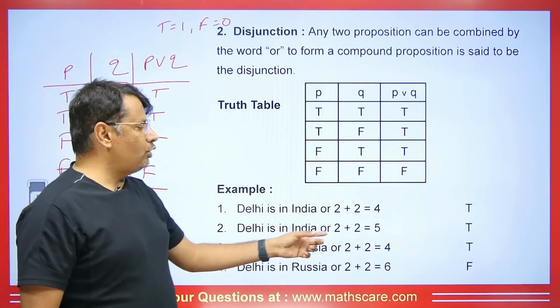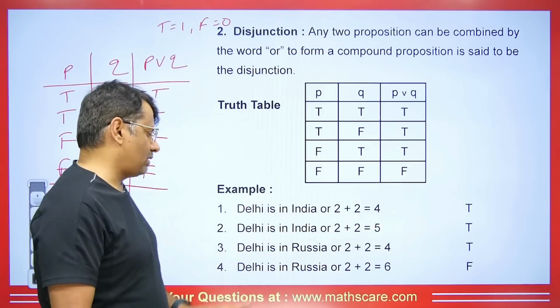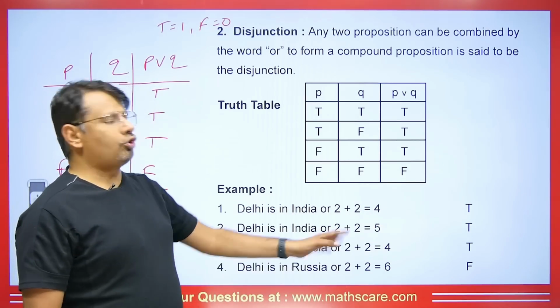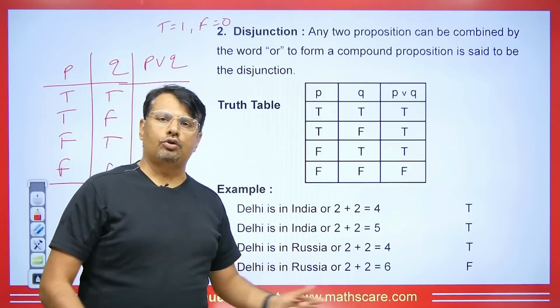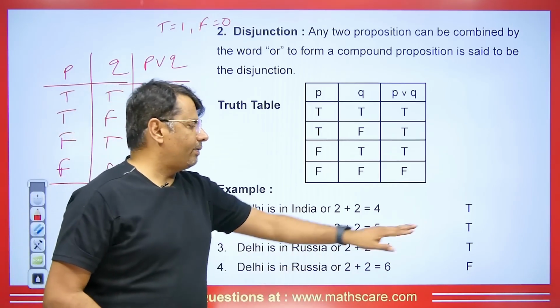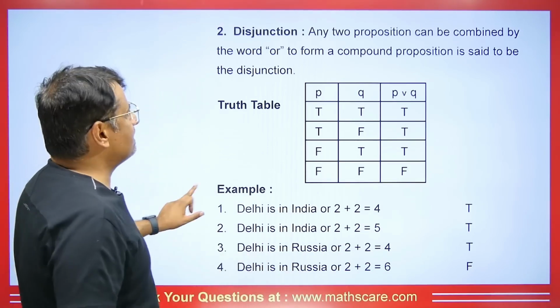Delhi is in Russia or 2 plus 2 is equal to 4. This is correct, so our total statement will be what? Correct. Delhi is in Russia or 2 plus 2 is equal to 6. Okay, now this is an incorrect statement and here this is also an incorrect statement. What do we get in total? Incorrect, it means a false statement, right? So we can easily understand it like this.